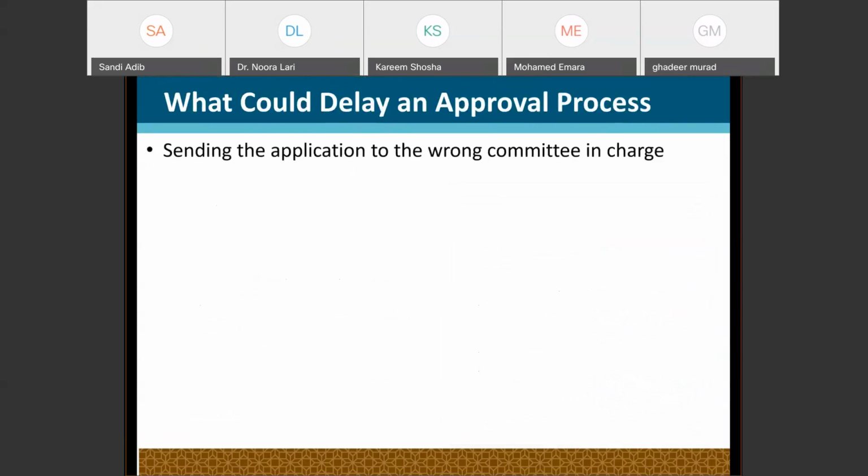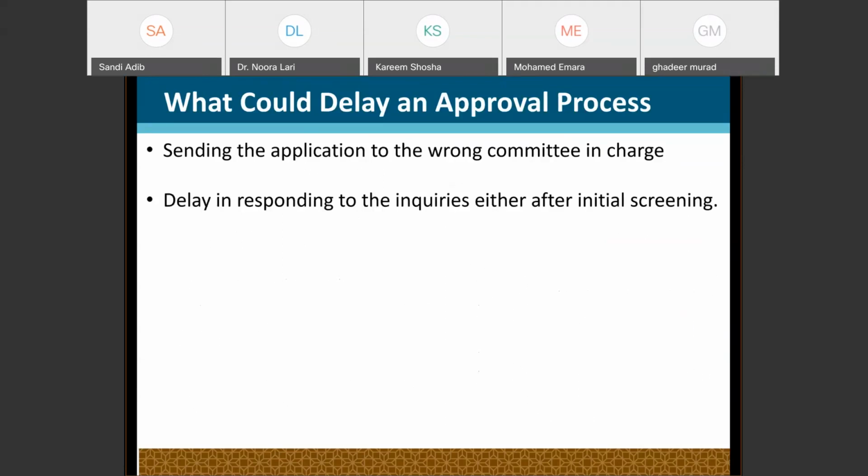What could delay an approval process? Please pay attention to sending your application to the correct committee. Sometimes you send your application to the wrong committee, and until we discover this, it will take time, and then you will be guided again to the right committee, and this will take a long time. Especially on IRB-net, this will also cause us some administrative burden if we receive an application for the wrong committee. So please make sure that you are sending your application to the committee concerned.